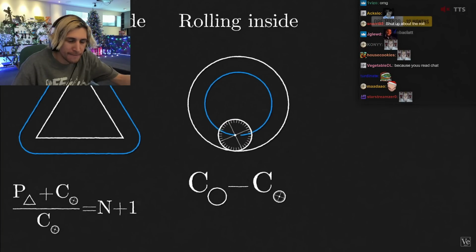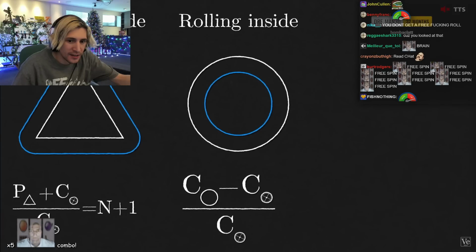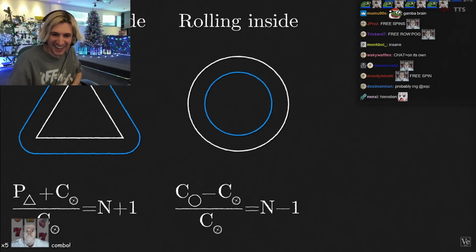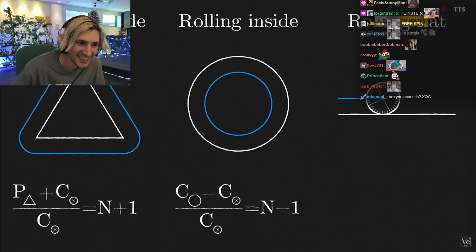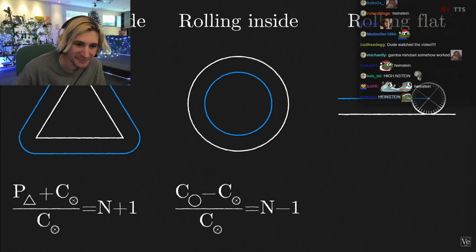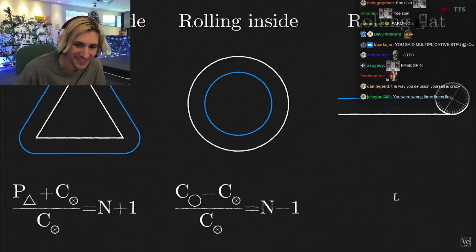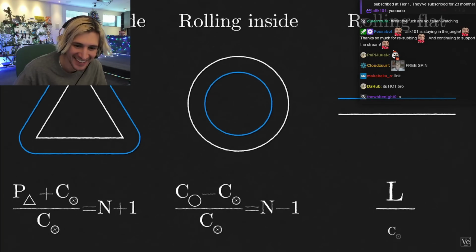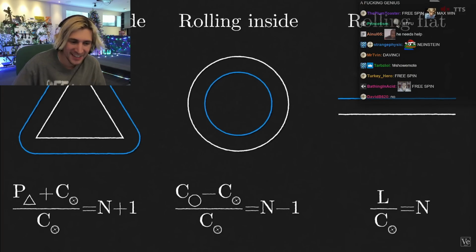Decreases by 1 circumference of the circle, making the total number of rotations n minus 1. If the circle is rolling along a flat line, the distance traveled by the circle's center is equal to the length of the line, which divided by the circle's circumference is just n. I'm actually impressed. This general principle extends far beyond a mathematical fun fact.